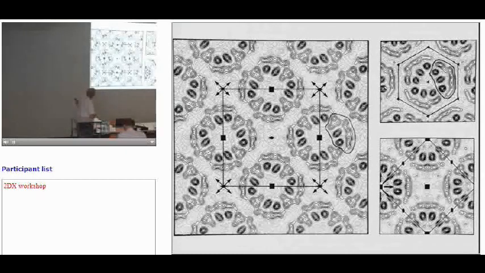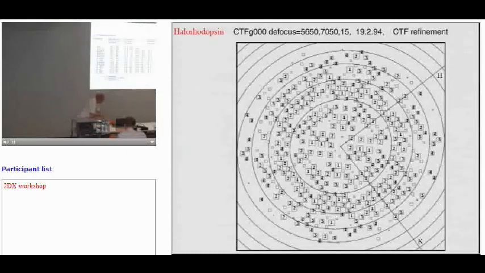So here was an example. This is halorhodopsin. Go back to this. At low resolution, you don't see all the spots. Every other one is weak or missing. And when we first did this, we said, oh, well, we can ignore those intermediate spots.